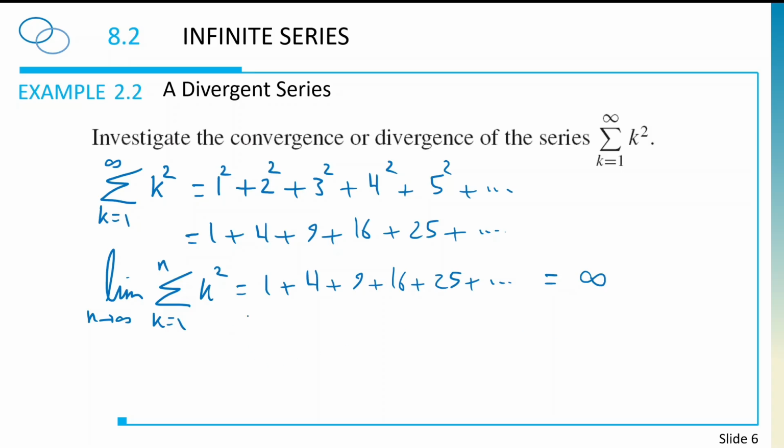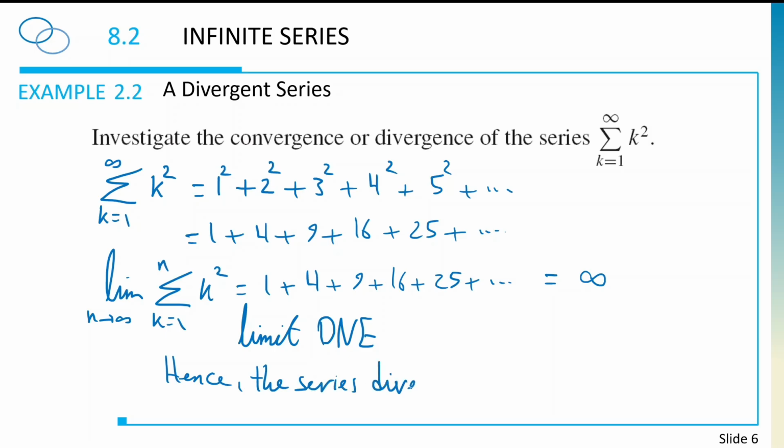So I can say that the limit does not exist. So hence the series diverges. Okay? It's clear. Just think about it. Does it go anywhere? If I keep adding up the values, what will happen? It's getting bigger, bigger, bigger. So this is a good example of a divergent series.